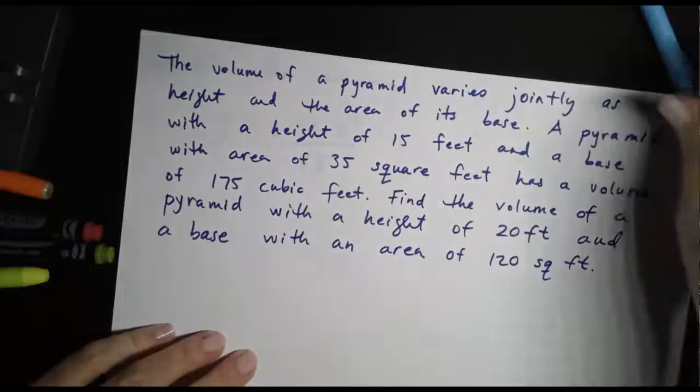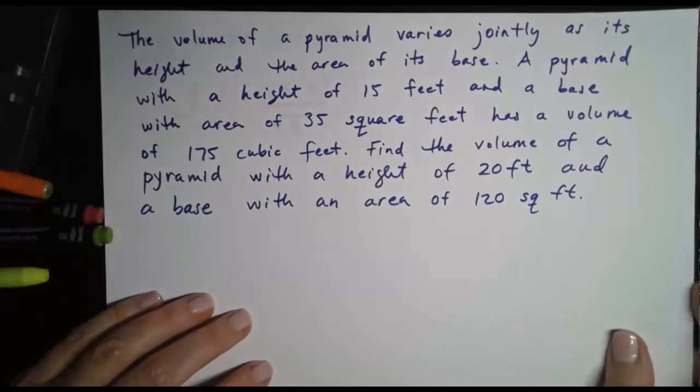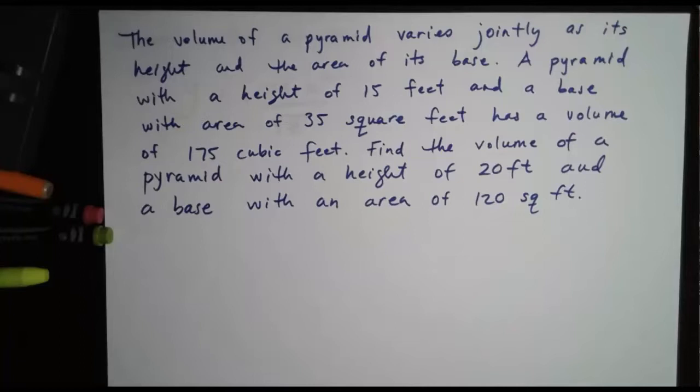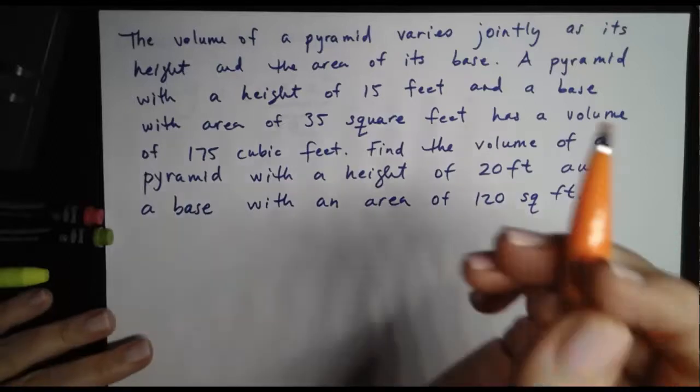So first of all, we've got a word problem, a variation problem. The volume of a pyramid varies jointly as its height and the area of its base. A pyramid with a height of 15 feet and a base with an area of 35 square feet has a volume of 175 cubic feet. Find the volume of a pyramid with a height of 20 feet and a base with an area of 120 square feet. So let's go back, look at that first sentence, and let's translate it to an equation.